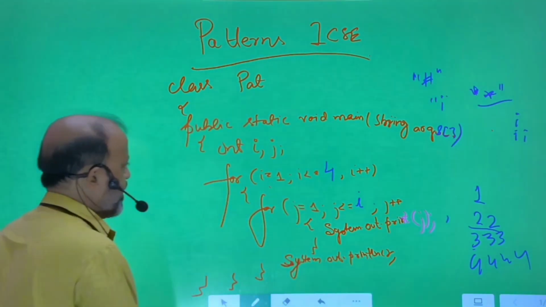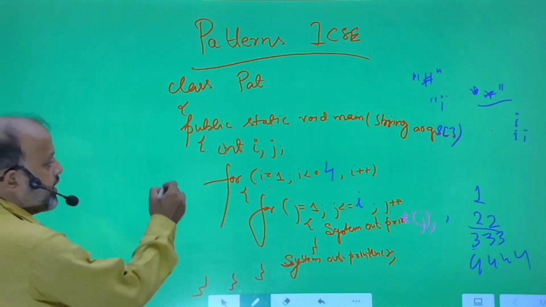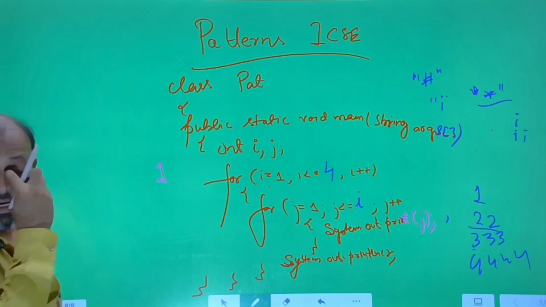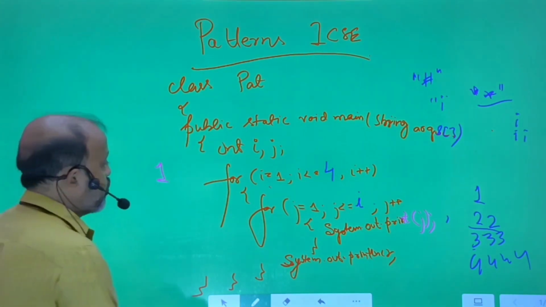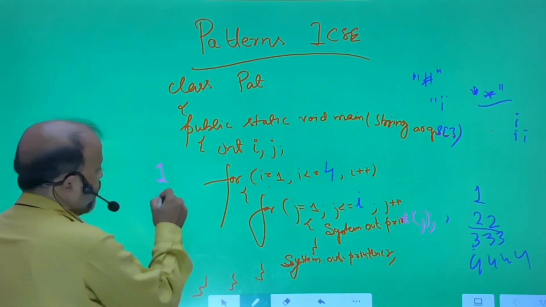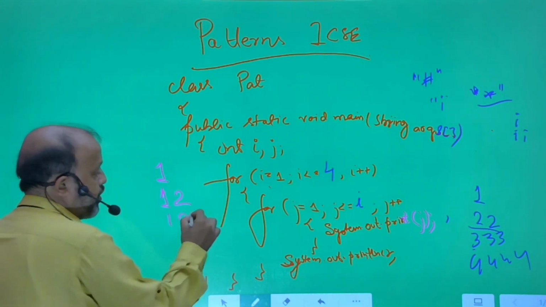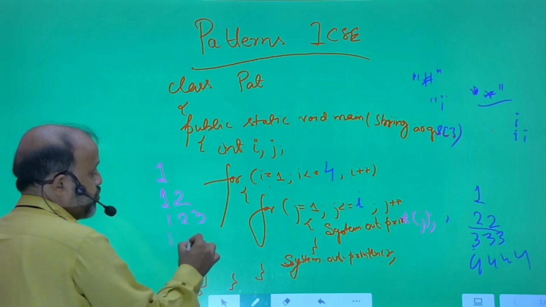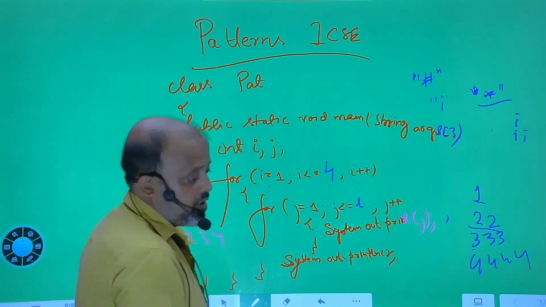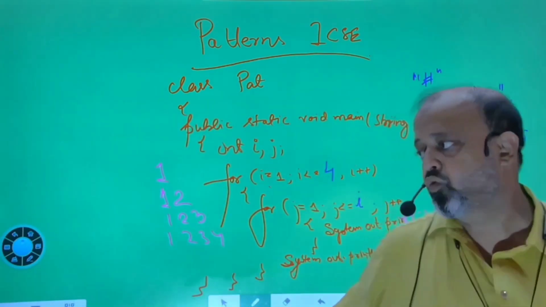If you print J, see, I is 1, J runs 1 time, you get 1, right? When I is 2, you will get 1, 2. When I is 3, you get 1, 2, 3. When I is 4, you get 1, 2, 3, 4. So that is the basic thing I have told you.